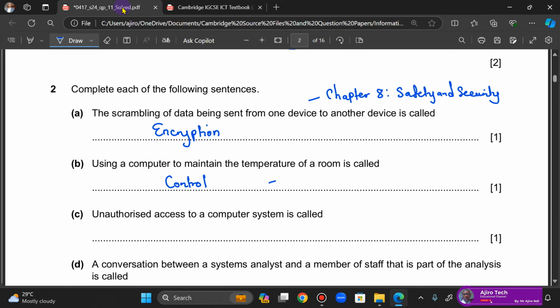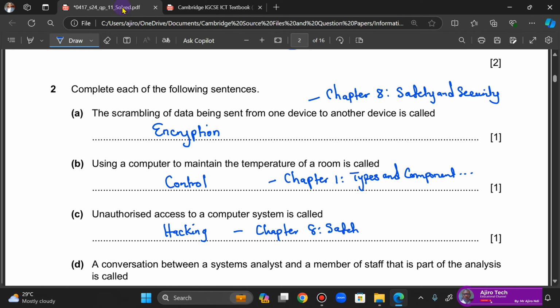Okay, so here you see that in chapter 1, types and component. So let me just, right, you get the idea. Unauthorized access to a computer system is called hacking, right? When you have an unauthorized access to a computer system, it could be to cause damage or to copy anything. So this is chapter 8, safety and security.